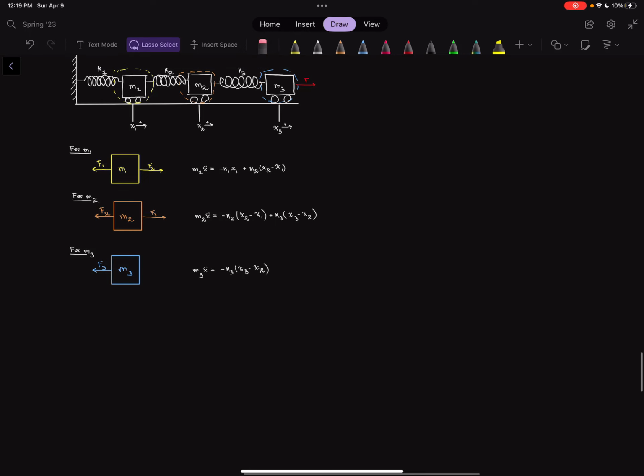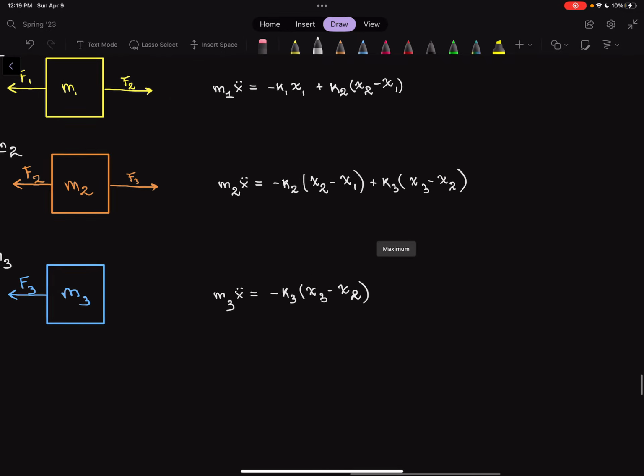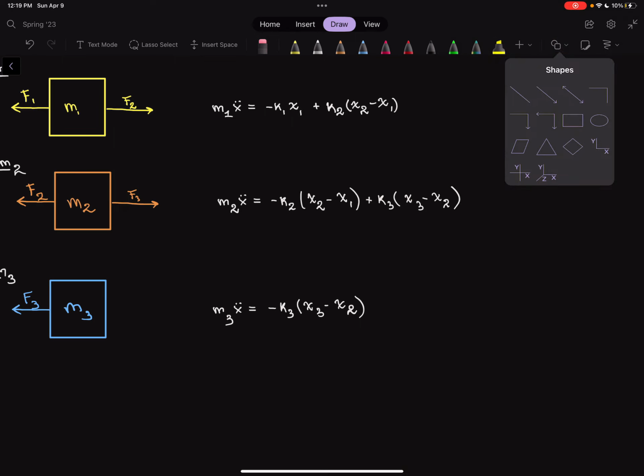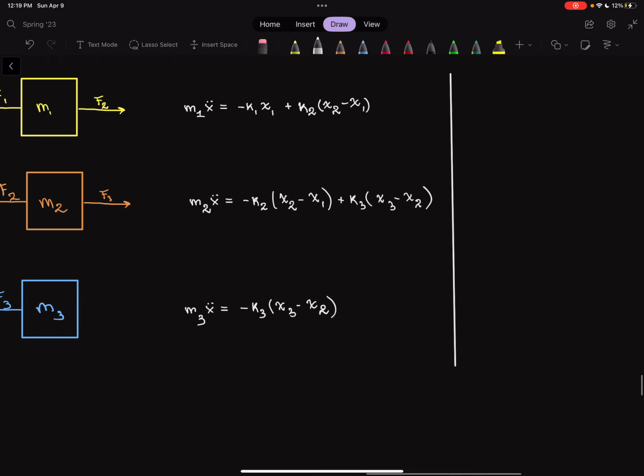So now let's look at how we can convert these with matrices into matrix systems. So I'll look at the first one and I will try to rewrite it with only first derivatives, in standard form.